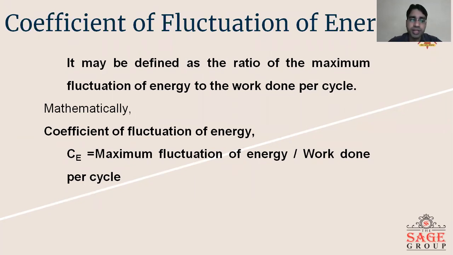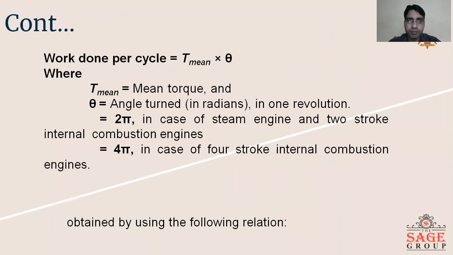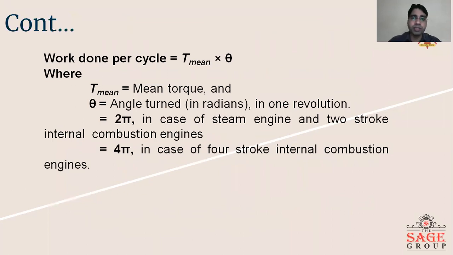We have already calculated the maximum fluctuation of energy, so how can we calculate the work done per cycle? We can calculate it with the help of this formula: T mean into theta. Here T mean is the mean torque in the turning moment diagram, and theta is the angle turned in radians per revolution, or per cycle. Theta equals 2 pi in case of a steam engine or two stroke IC engine, and theta equals 4 pi in case of a four stroke IC engine.